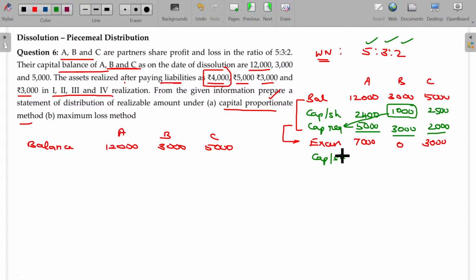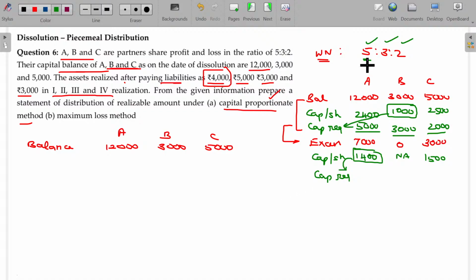Repeat the same. How? Capital per share. A has invested 7,000 rupees for how many shares? 5 shares. So per share he has invested 1,400. B already does not have any excess capital, not applicable. C, 3,000 for 2 shares, then per share, 1,500. Now tell me who has invested the lowest capital per share. C has invested more. Who has invested lower? A. This amount should be maintained by all the partners. So you need to find out the capital requirement keeping the lowest capital per share, 1,400, to be maintained by A and C in their own sharing ratio.